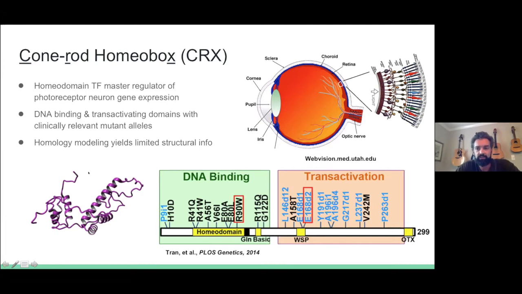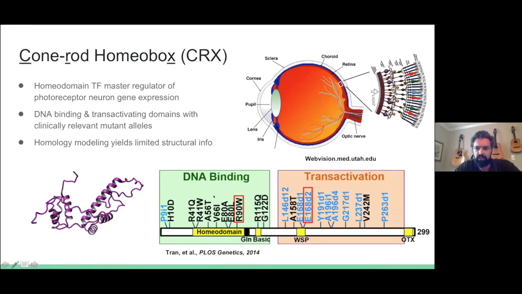Photoreceptors have tons and tons of highly specialized gene expression networks. CRX is regulating all of those networks. Down below, I'm showing a map from a previous publication of the CRX protein. It has a DNA binding domain, a transactivating domain, and it's extremely clinically relevant. All of these mutant alleles that I'm showing are examples of human mutant alleles that result in loss of vision or complete blindness.